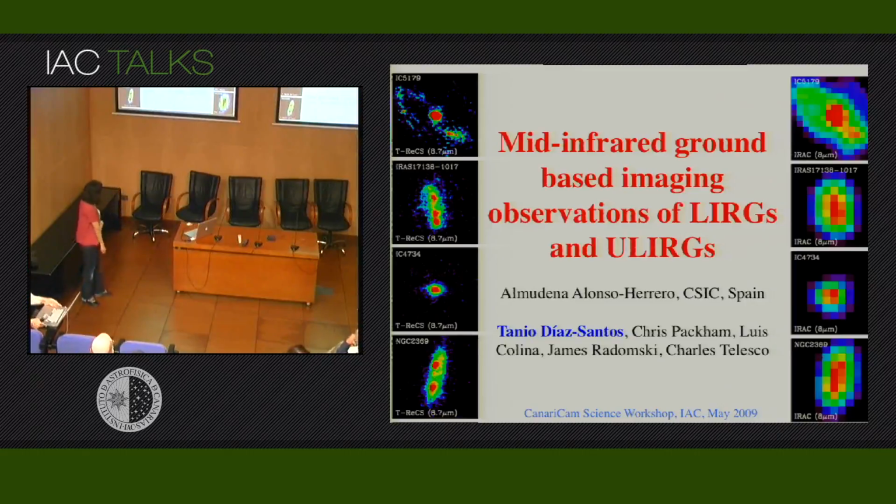So today I'm going to be talking mainly about imaging observations of luminous and ultraluminous infrared galaxies. And in particular, I would like to highlight Tanio Diaz-Santos' name because he was my former grad student, and he's done a lot of the work that I'm presenting here today.